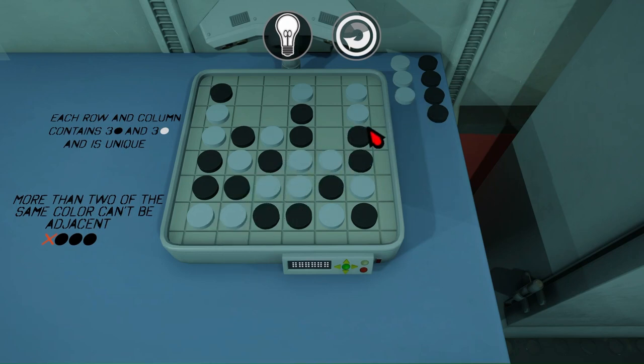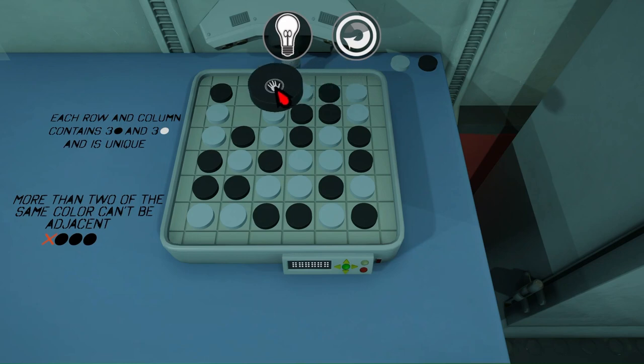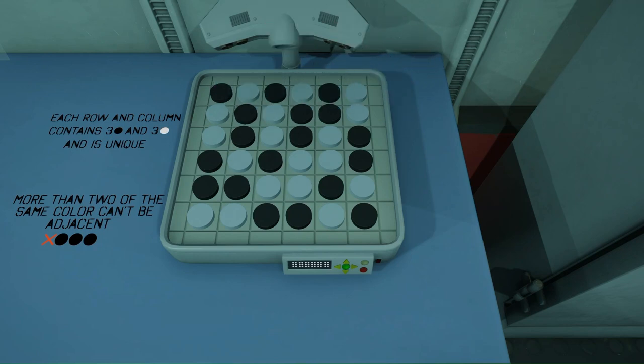Yeah, and all those are done. Then there's three white in there. Black there. And then, because I'm not sure about it, I'm going to go with that's white, that's black, that's white, and then that's black.